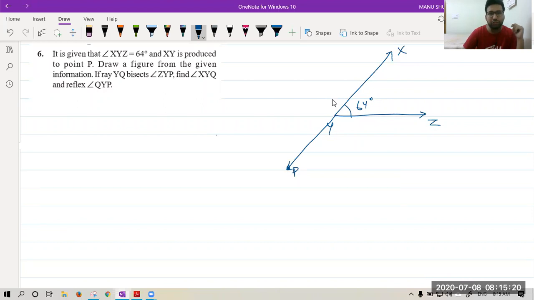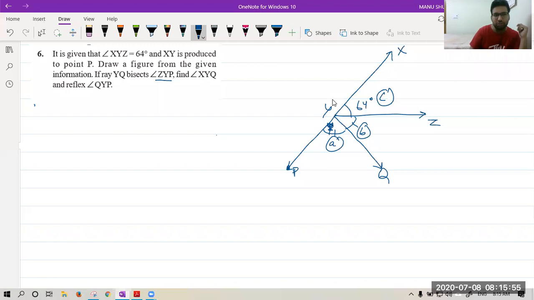Draw a figure from the given information. There is a ray YQ which bisects angle ZYP. This is ZYP, so we have a ray YQ like this. It bisects these two, so these two are equal. Find angle XYQ. Let's name them first: angle A, angle B, and this is angle C.